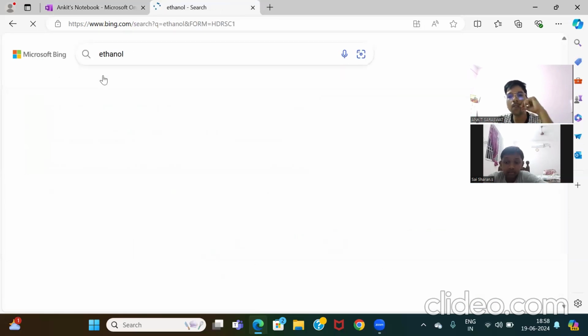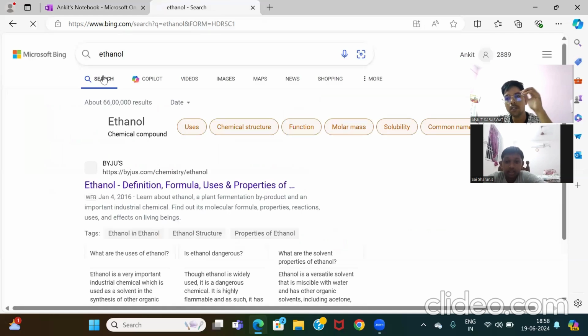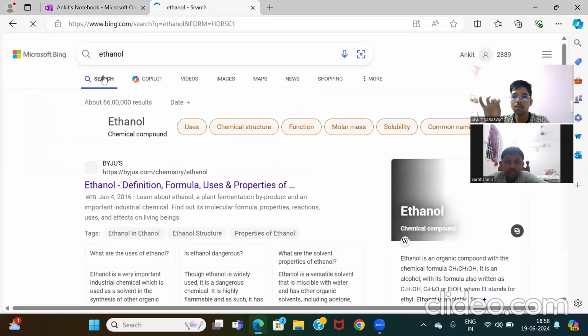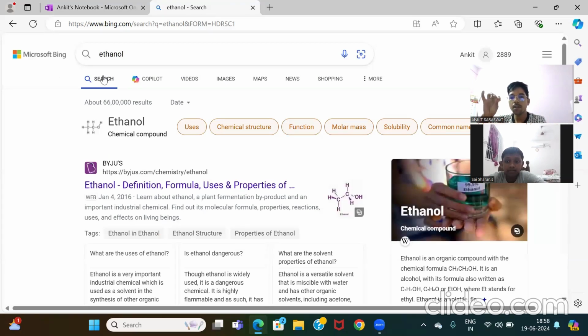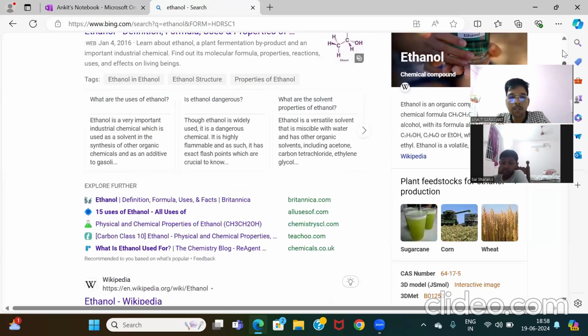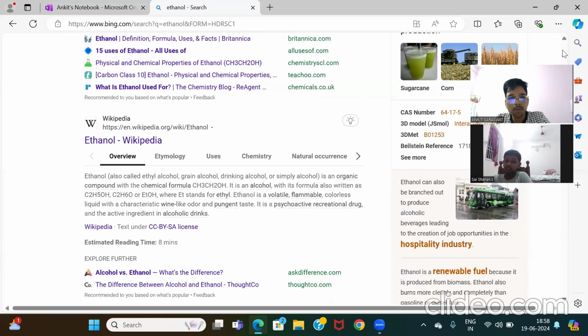Did you see rectified spirit? Doctors are using it. If you have any injury, for cleaning purpose, they are using it with cotton to clean that part. That is rectified spirit, ethanol. Like during COVID, many hand washes and hand sanitizers used ethanol. Ethanol can kill the microbes also.